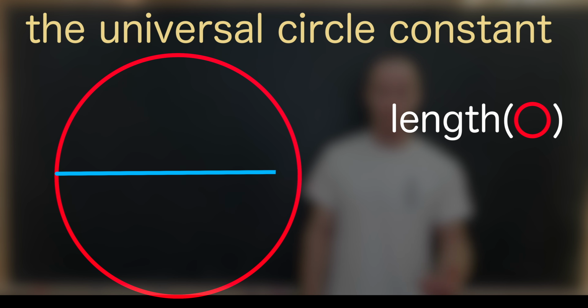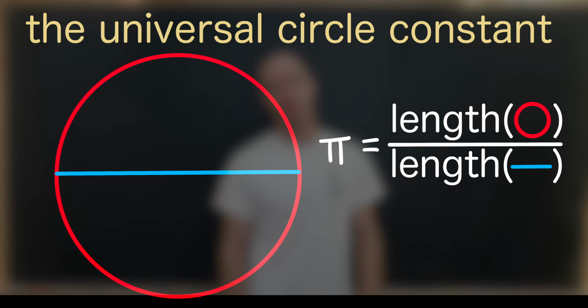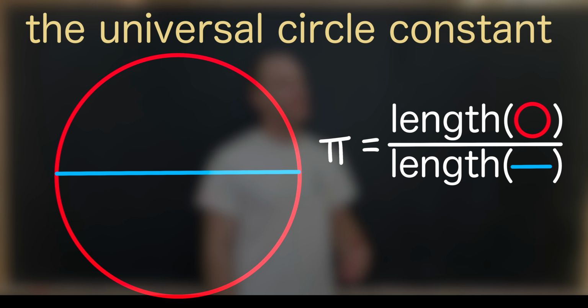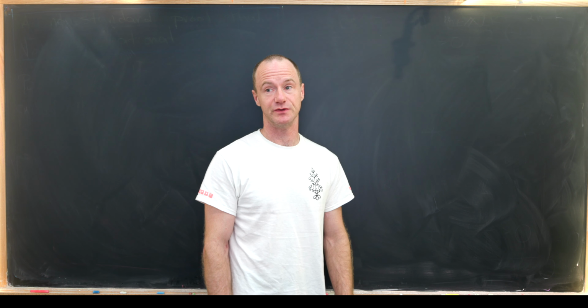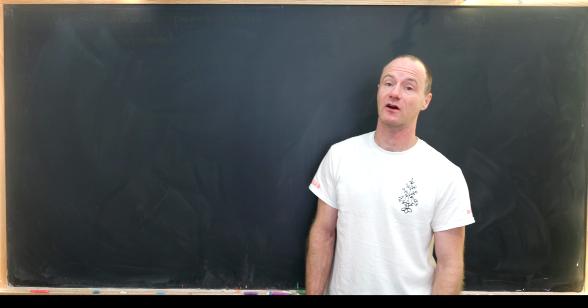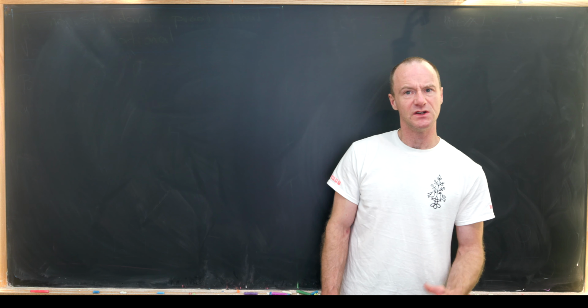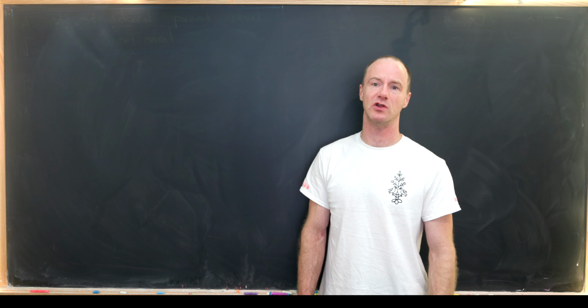And so let's recall that pi is given as the ratio of the circumference of a circle to the diameter of a circle. Well, the fact that all parabolas are also similar to each other gives us the existence of something called the universal parabolic constant. So to talk about that a little bit more deeply, let's get a picture of a parabola on the board.